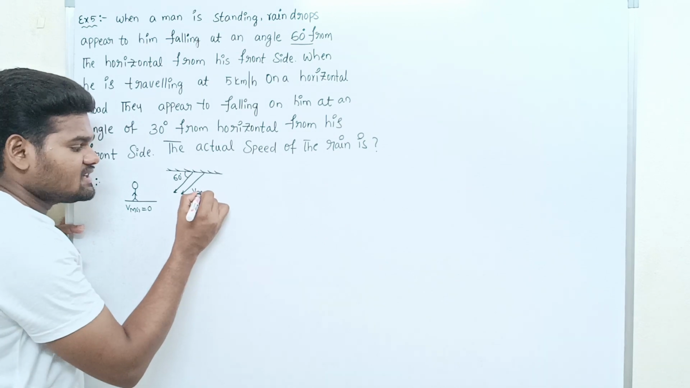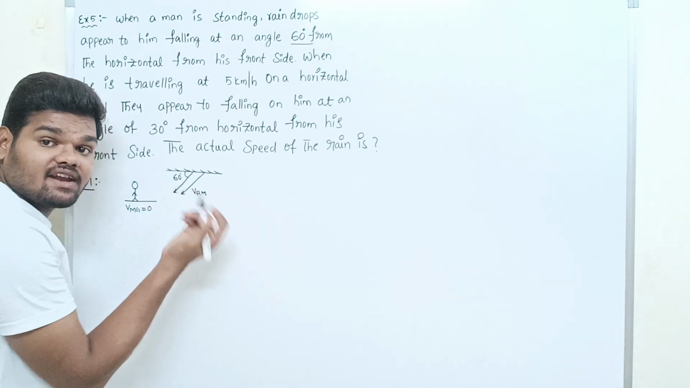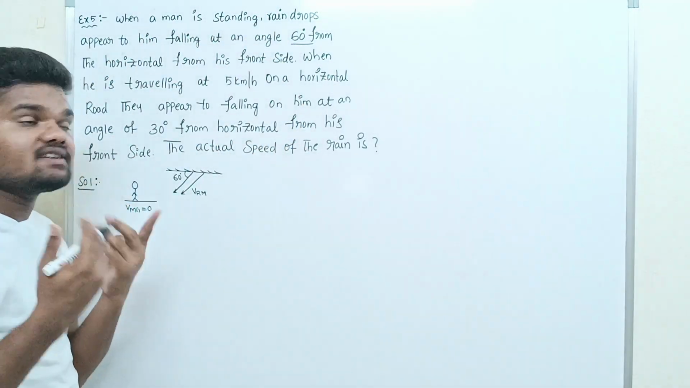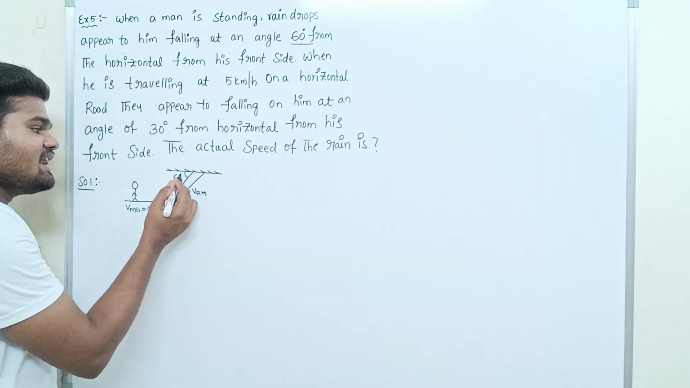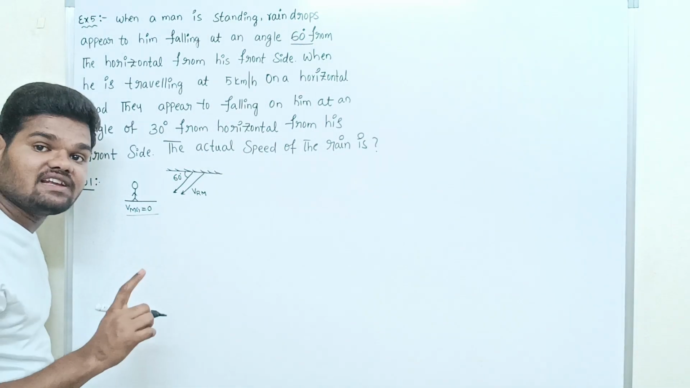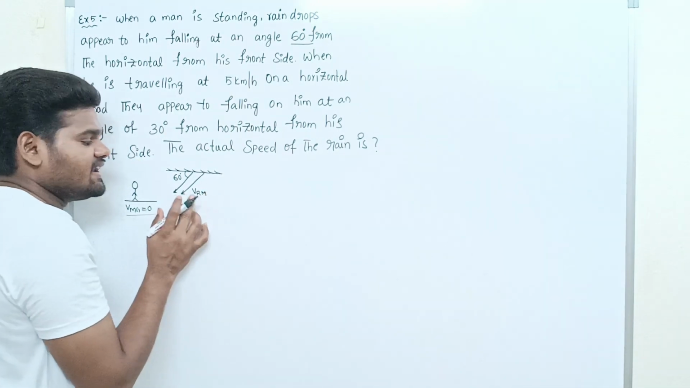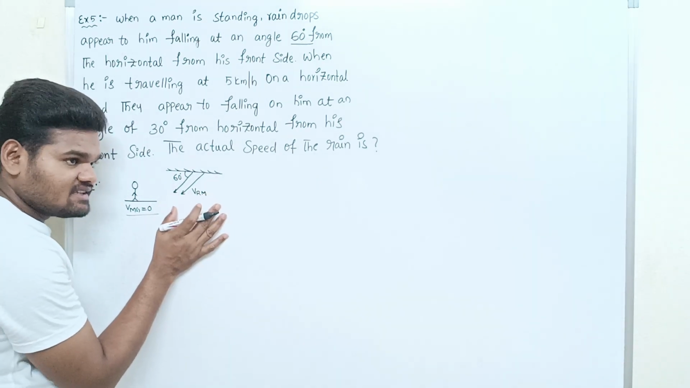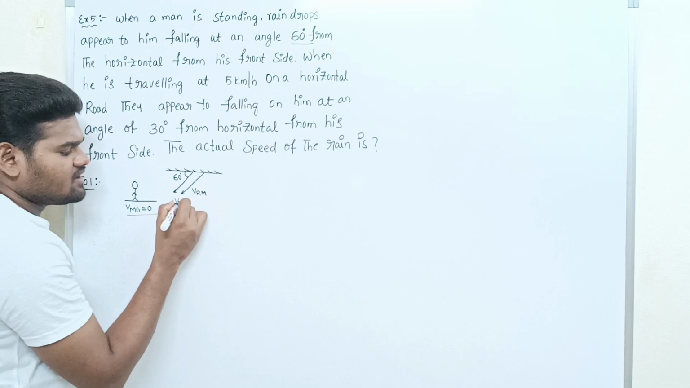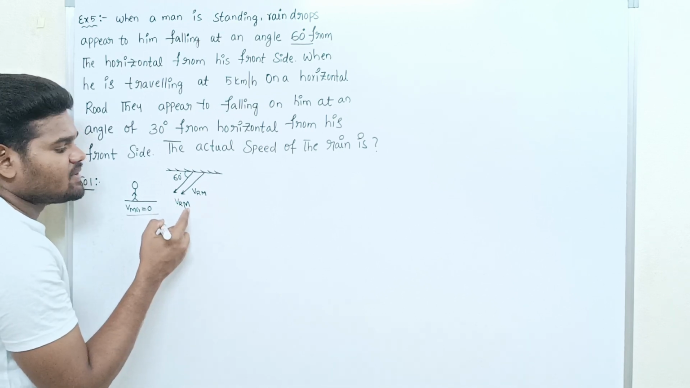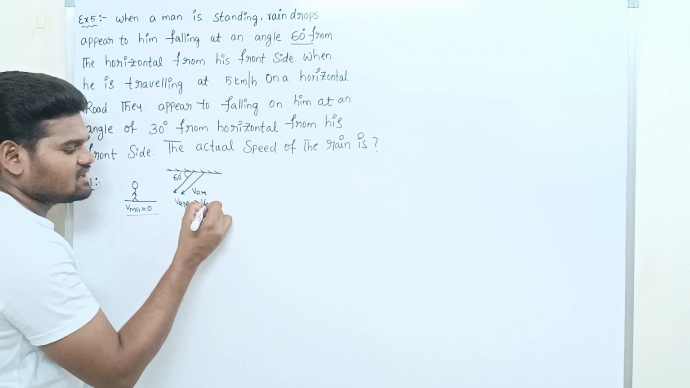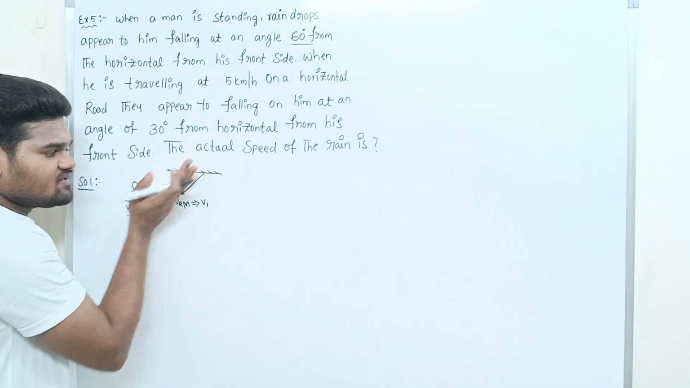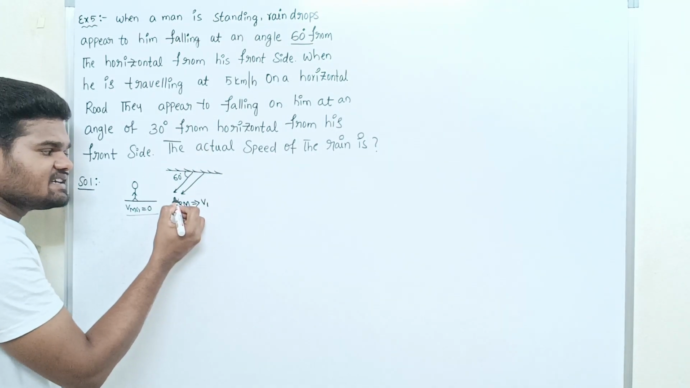With respect to man. And why am I taking the velocity of rain with respect to man? Because the raindrops appear to him. The raindrops are hitting him at an angle of 60 degrees while he is standing. He feels like that, so that's why I am considering this velocity as the velocity of rain with respect to man. I don't know it, so I'm considering the velocity of rain with respect to man as V1. This V1 is making an angle of 60 degrees with the horizontal.